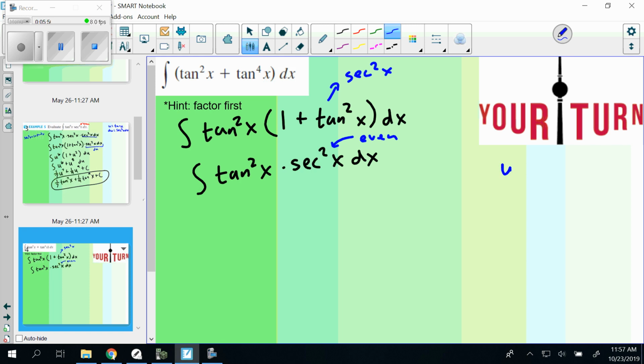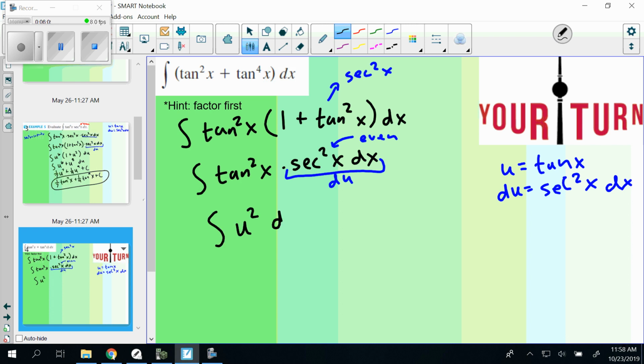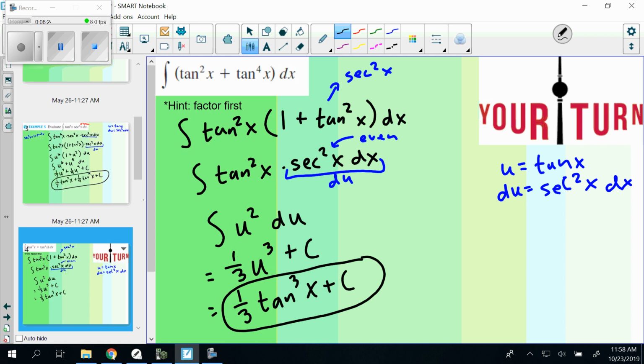Okay, let's see what you got. Again, we want to make this substitution of tangent. The derivative then is secant squared. So if we substitute in, all this becomes our du, and this is going to become u squared here. So we've got u squared du. The antiderivative would be 1/3 u to the 3rd plus c. And finally, substituting back in, this should hopefully be the answer that you came up with for the antiderivative.